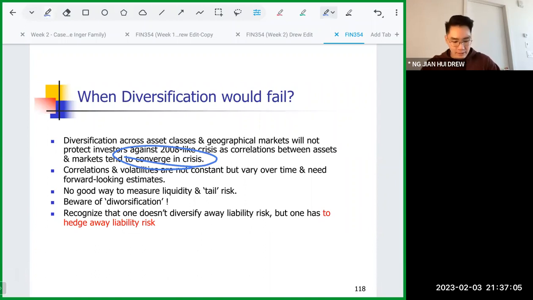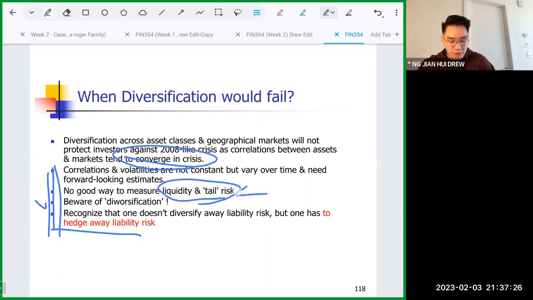So all these are just things that want to warn you that liabilities can only be hedged away. Be careful of diversification. Basically it means that you are diversifying but into worse conditions because of maybe a crisis and stuff. Of course, there's no way.